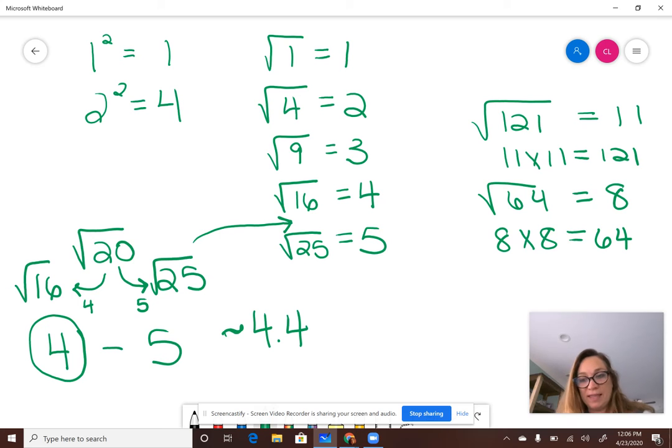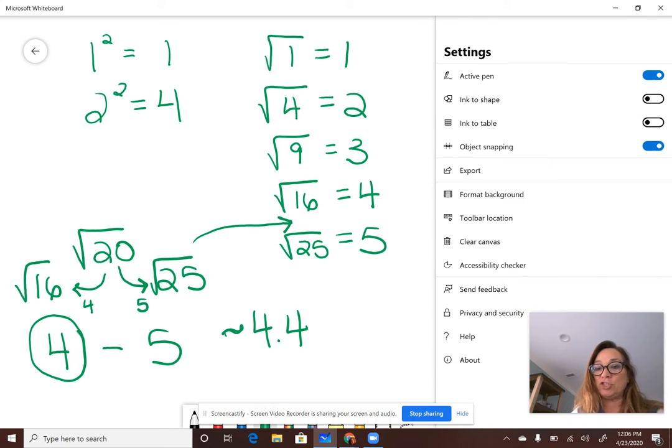Now, one of the tricky things is sometimes kids confuse square rooting with cutting a number in half. They're not the same, okay? It's what number times itself, okay? So here were some of the other questions.